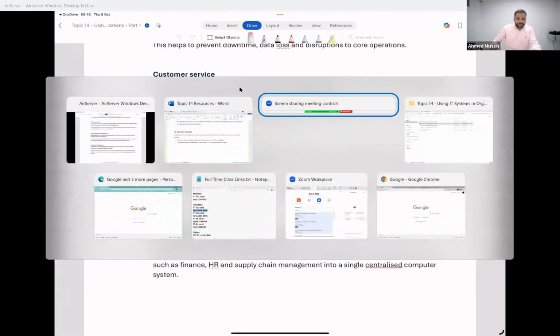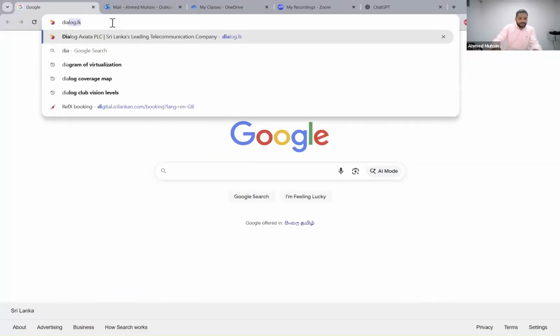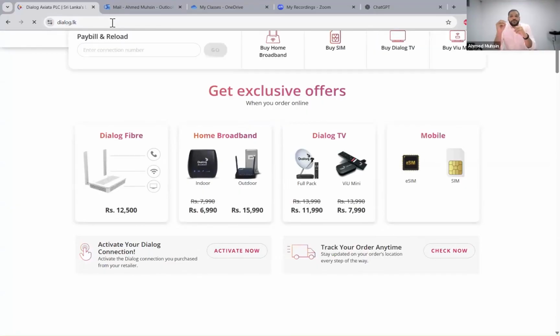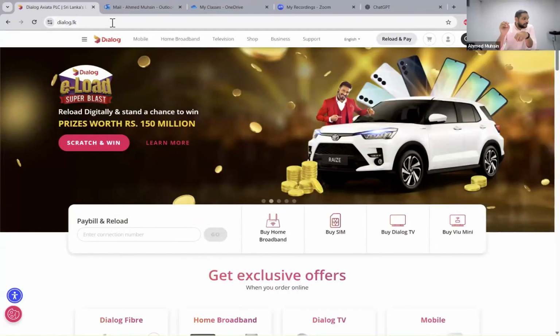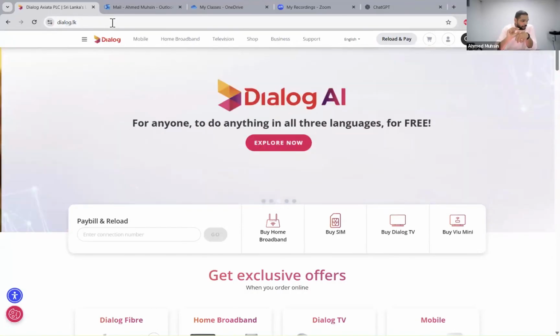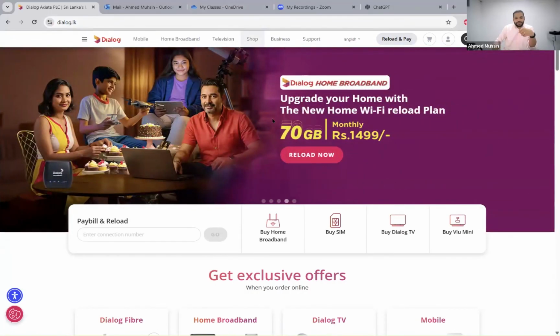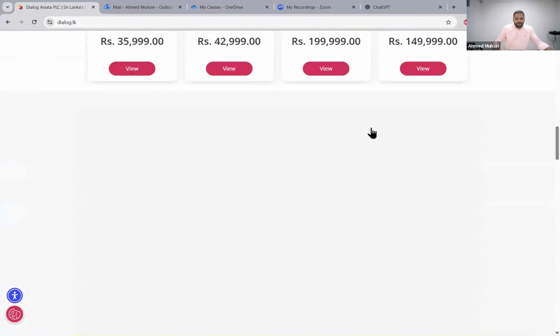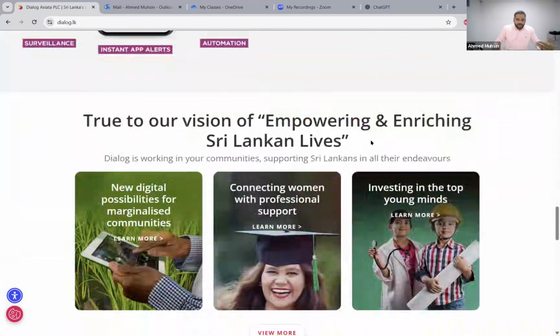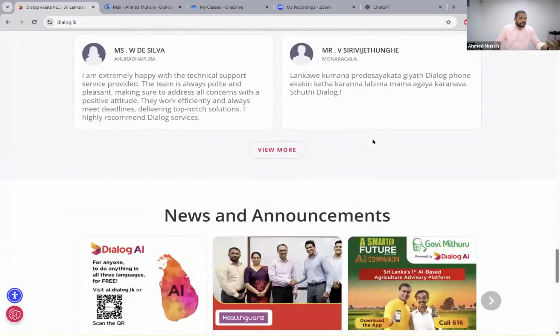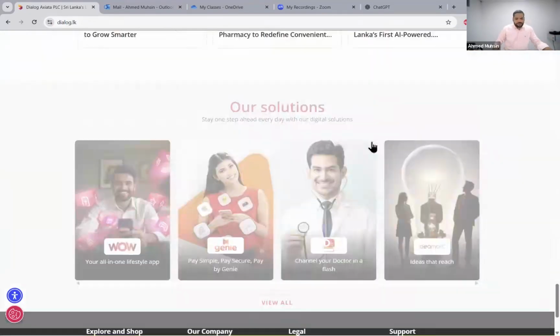So everybody, very simple example. If you guys come to dialog.lk, you all know about what Dialog is doing? If you come to dialog.lk and tell them you have a problem, initially they put you onto a chat bot. What's a chat bot? A robotic chat agent. It's a bot, a robot that you're talking to. But it tries to give you the feeling that you're talking to a human.